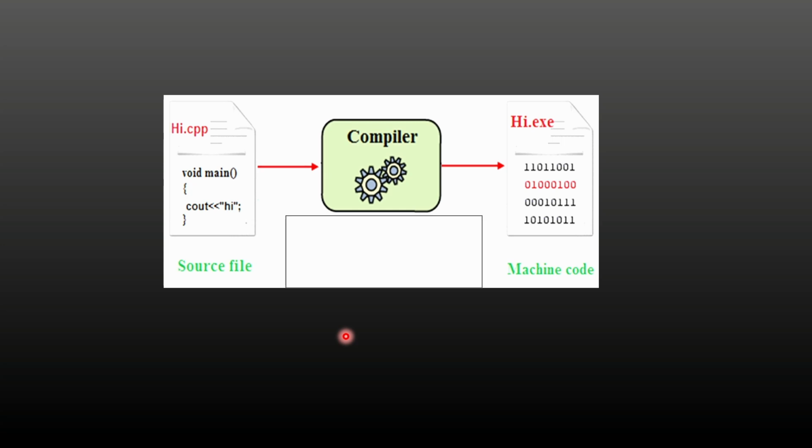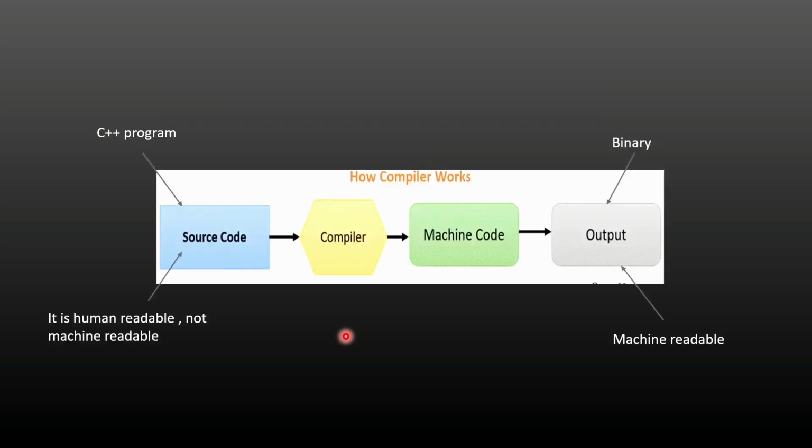Now we will briefly review the whole matter once more. Here the source code is our C++ program. Then it goes to the compiler as input. After that, the compiler produces the machine code as output. Then the machine code goes to the machine, and the machine executes it and returns an output. This is the whole process. I hope you understand that. If not, then you can play this again.